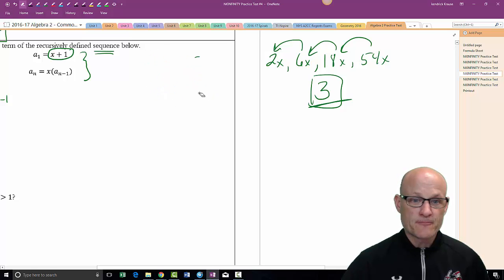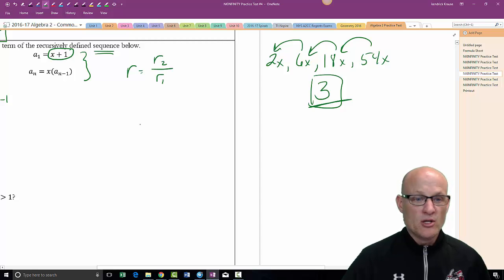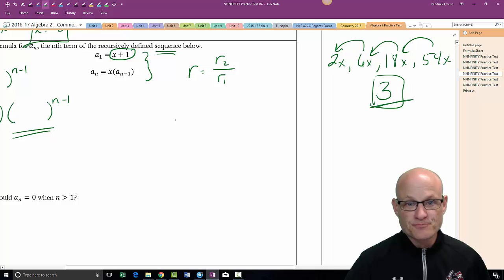So, in order to get the common ratio, you have to take what? The common ratio is equal to r, which is a sub 2 divided by a sub 1. You have to take a sub 2 and divide it by a sub 1. That's our common ratio.